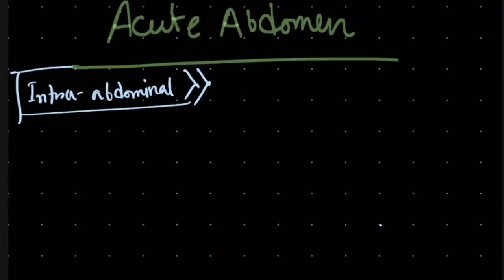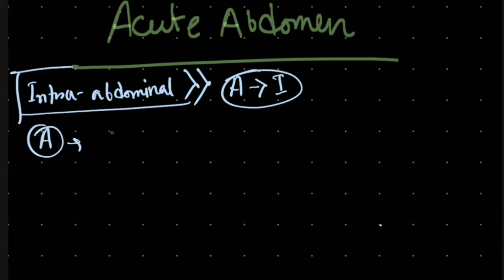Acute abdomen. What are the causes? Like causes of acute abdomen, we can divide it into intra-abdominal causes and extra-abdominal causes. Under intra-abdominal causes, we can use the mnemonic of alphabets A to I to remember all the causes. So first from A. From A, we can remember appendicitis.